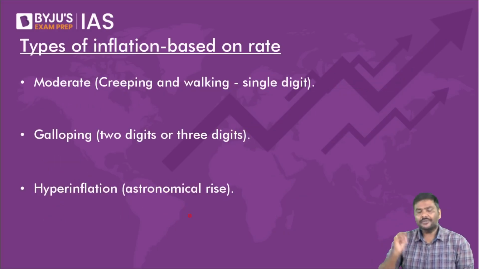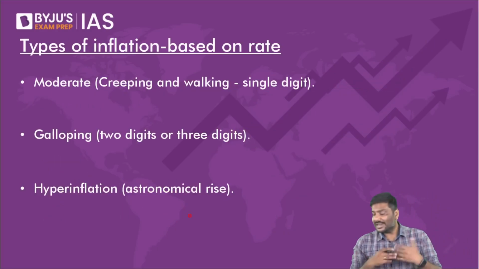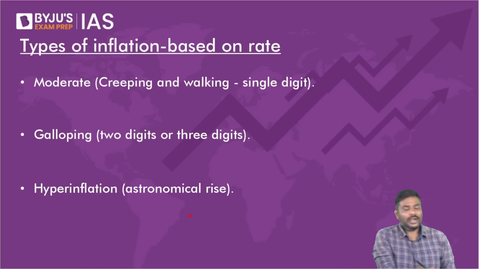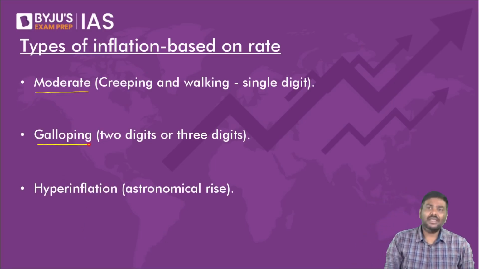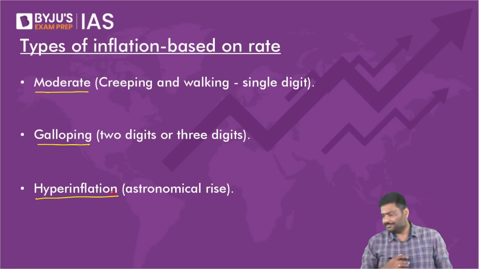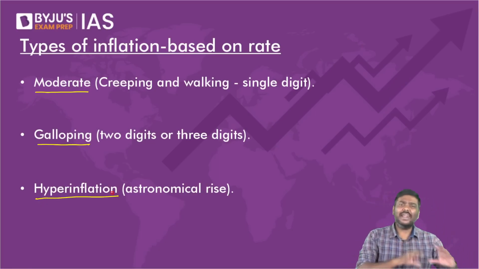Now let me start. First one is based on the rate of inflation. One is a moderate rate of inflation. Second one is a galloping rate of inflation. Third one is hyperinflation. Now, what is this rate of inflation?